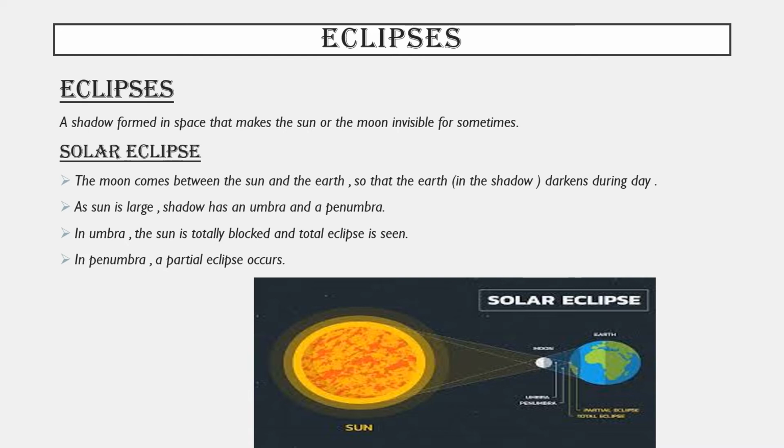Since the sun is the source of light, the sun is very large. In the umbra, the sun is totally blocked and a total eclipse is seen. In the penumbra, a partial eclipse occurs.